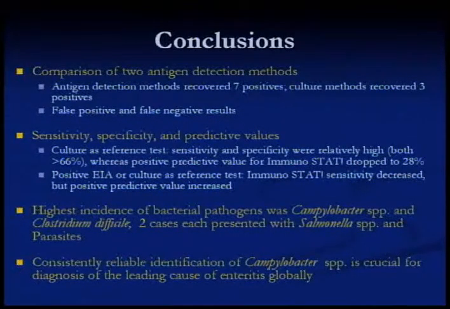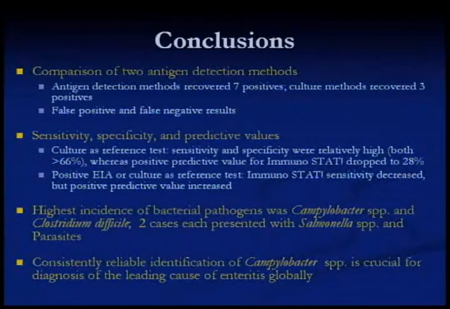When the culture served as the reference test, the sensitivity and specificity were relatively high, both being greater than 66%, whereas the positive predictive value for the immunostat dropped to 28%. When the positive EIA or culture served as the reference test, the immunostat sensitivity decreased, but the positive predictive value and specificity increased.